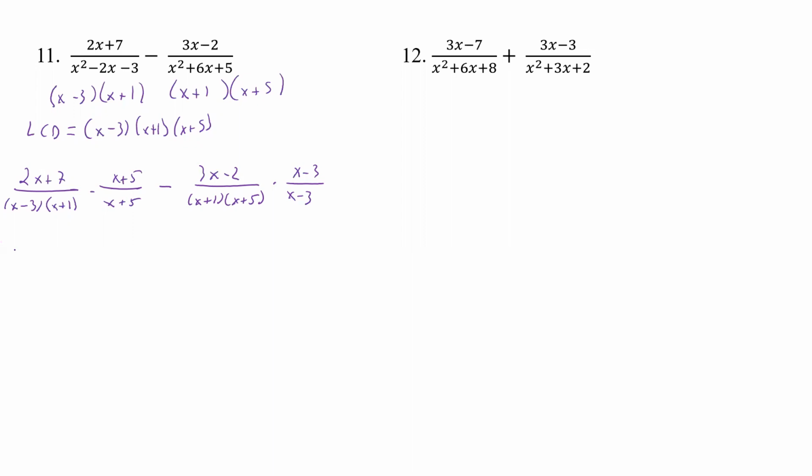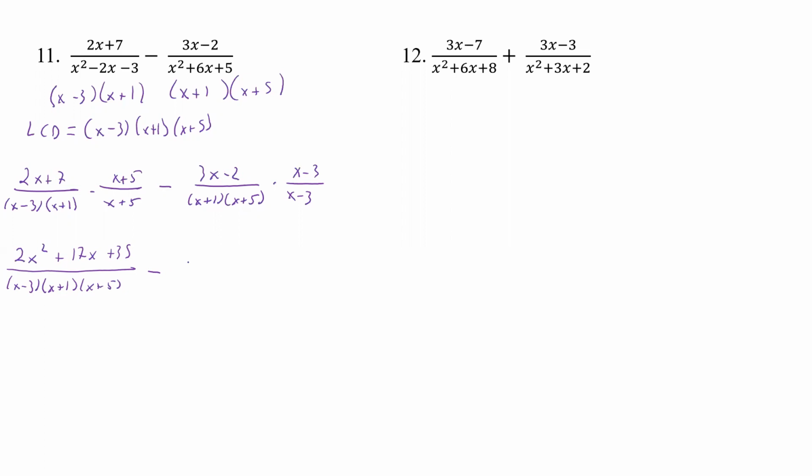And so that's going to give us 2x squared. Then we have 10x plus 7x, so that's plus 17x. And then plus 35 all over x minus 3, x plus 1, x plus 5 minus, now because of the minus, we have to find out what we have here first and then distribute the negative through.